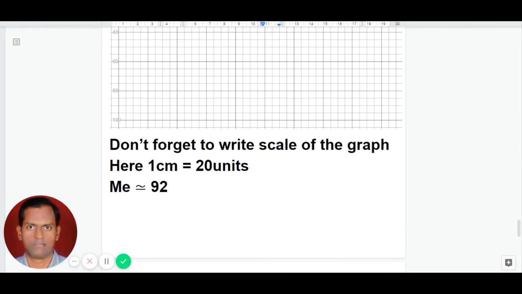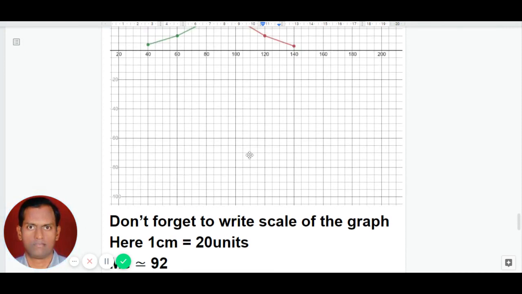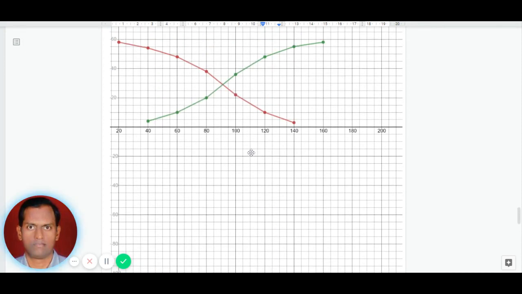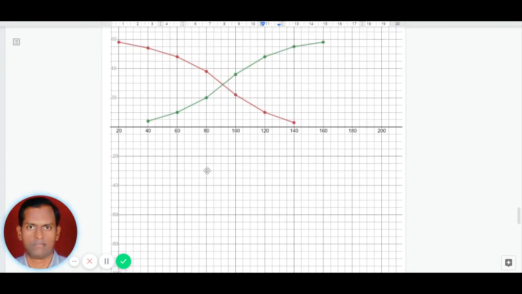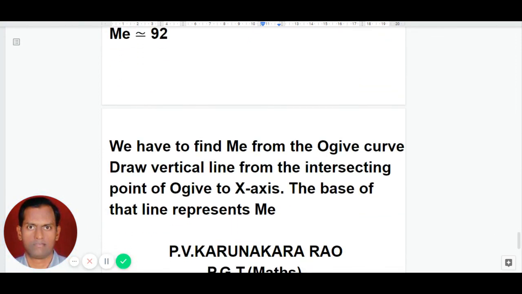Don't forget to write the scale on the graph. Here 1 centimeter is equal to 20 units. If the question is draw Ogive, then we must write the median. How to write the median? Draw a vertical line from the intersecting point of Ogive to x-axis. The base of that vertical line represents the median.